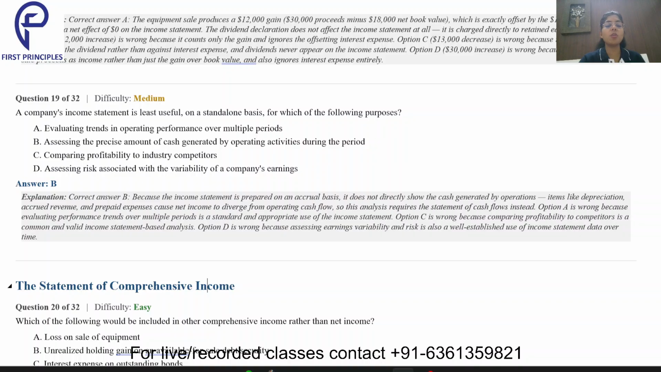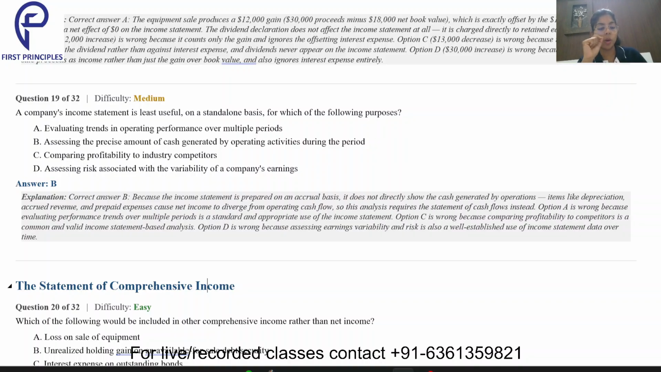Yes. Why? Because if we want to know the exact amount of cash that was generated by operating activity, where will we get that? We'll get that from the statement of cash flows. Then again, option B is the correct answer. Coming to option C, comparing profitability to industry competitors. Can we compare profitability to the industry competitors? Yes. Why? Because with the help of just our income statement and another company's income statement, we can do that comparison.